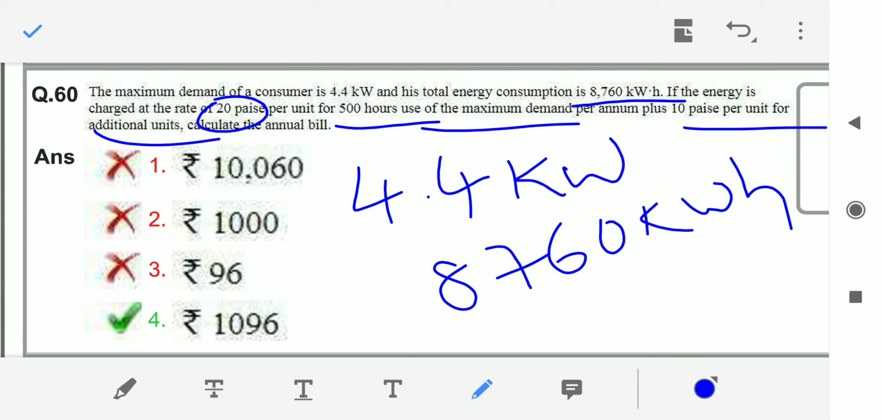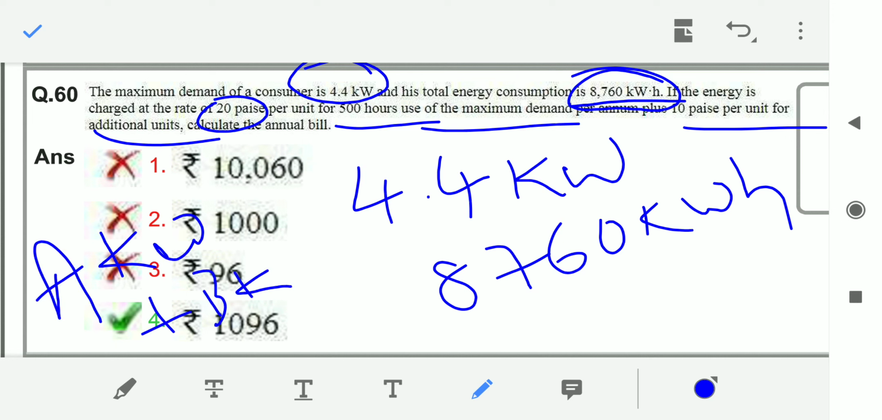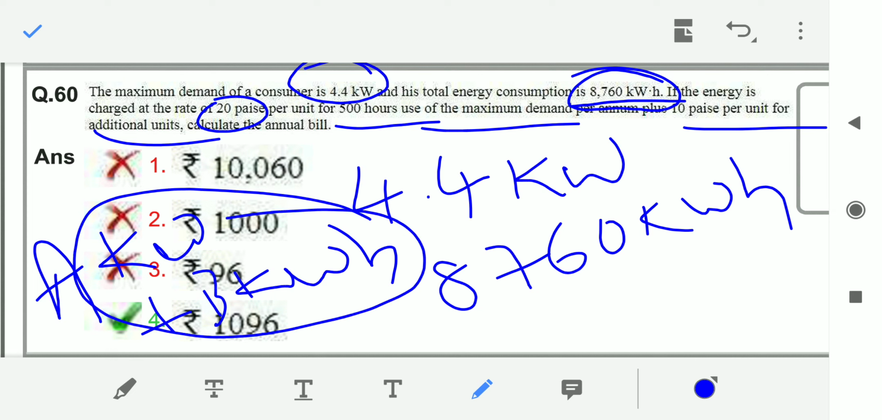So if you observe carefully, this depends upon the maximum demand as well as the energy consumed. That means A into kilowatt plus B into kilowatt hour, which is nothing but a two-part tariff. It is on the basis of a two-part tariff. So if you observe, for the maximum demand, the rate is 20 paisa per unit for 500 hours. So total energy consumption is 8760.